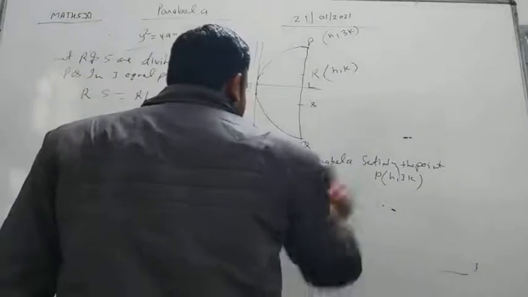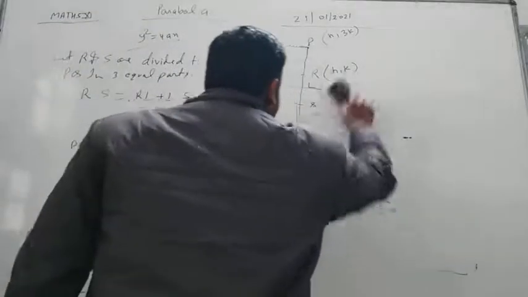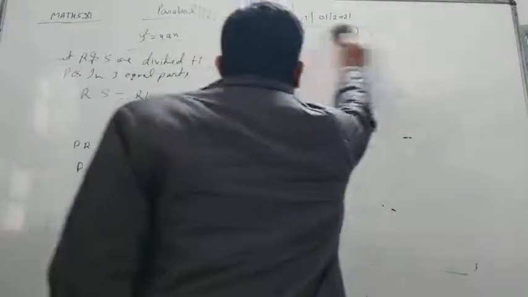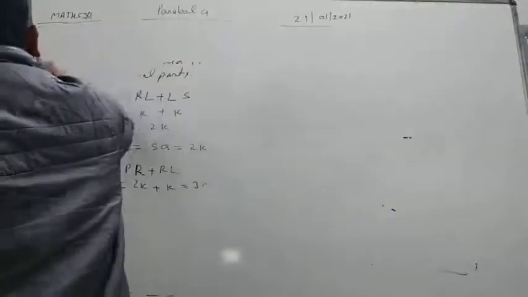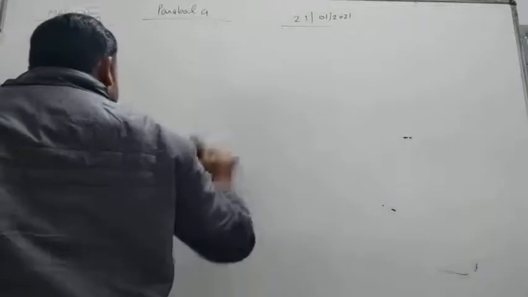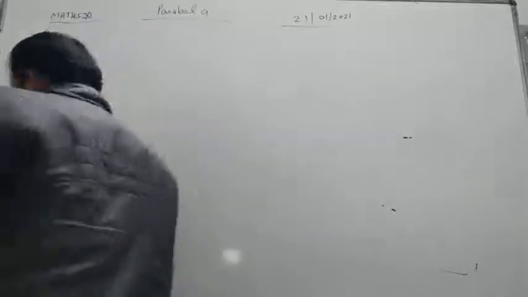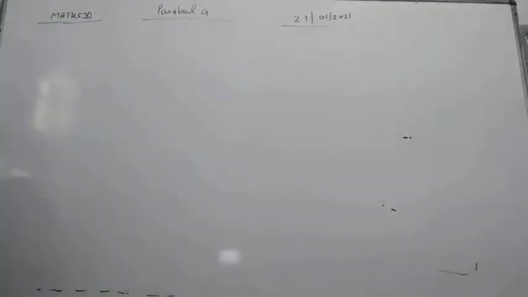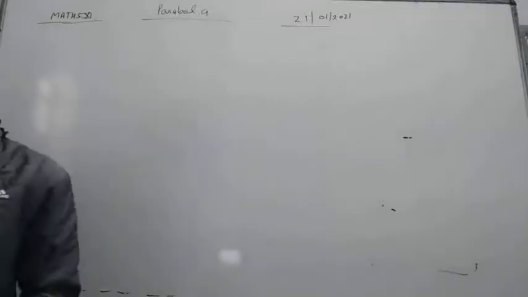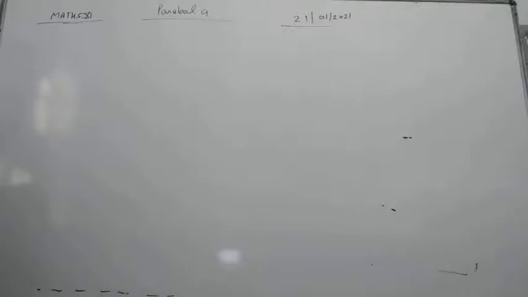Now we will see the next question. Our next question is: if a parabolic reflector is 20 cm in diameter and 5 cm deep, find its focus.